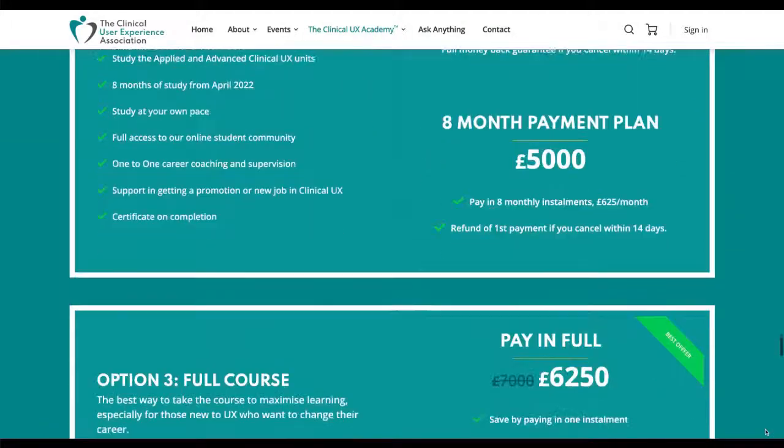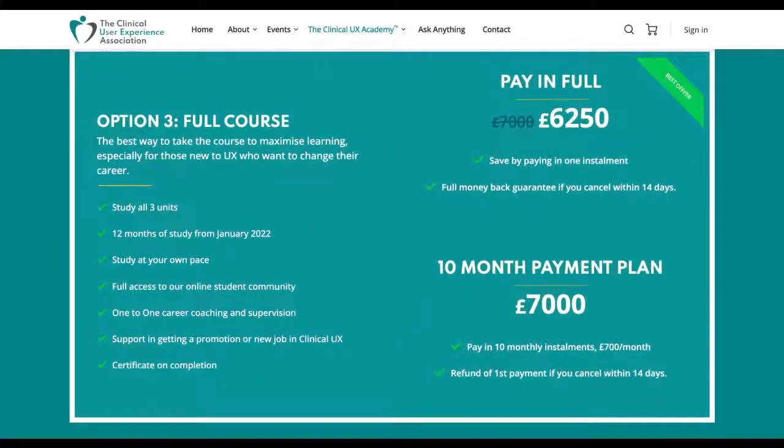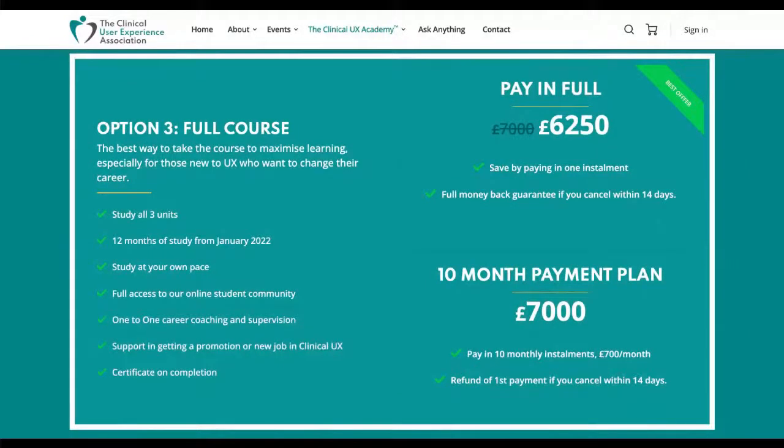And then the last option is the full course. This is all 12 months. This is what most students who have never done UX before would take, where they want to maximize their learning in UX and actually become a UX professional, they're going to change their careers and go into this field. So that's all 3 units of study, plus the bonus of the professional development in clinical UX. This is 12 months of study starting from January, and that's £6,250 for the 12 months of study, or as a 10-month payment plan is £700 a month for 10 months.